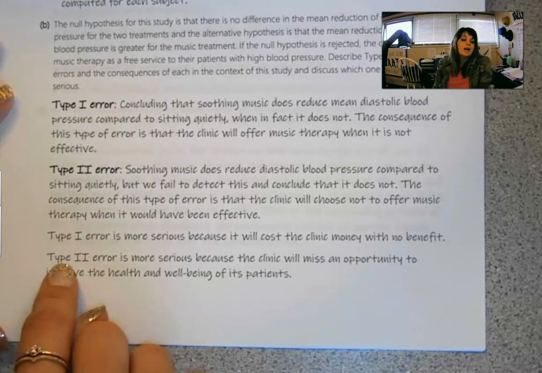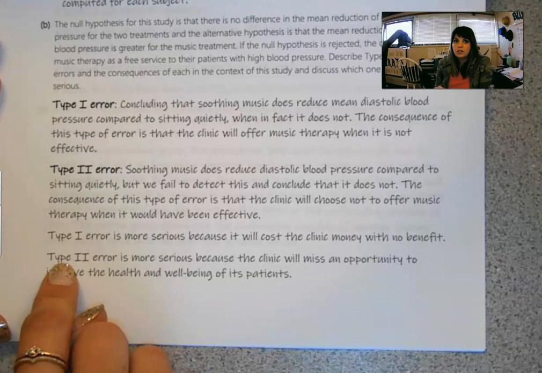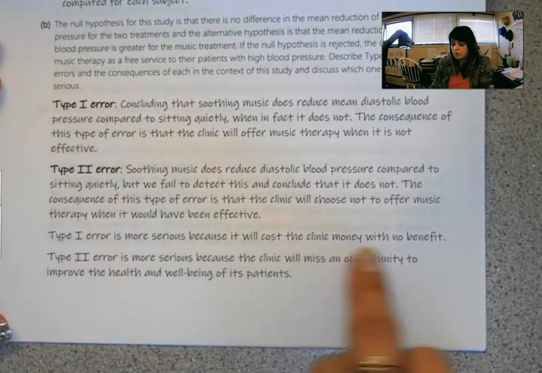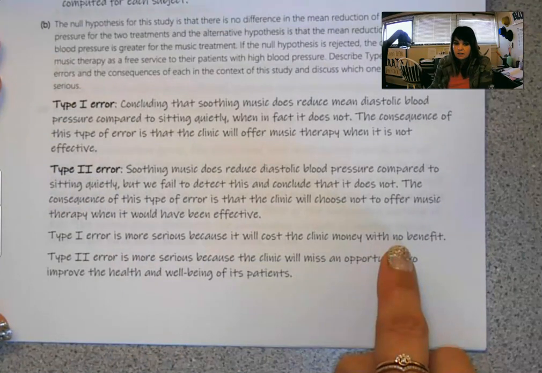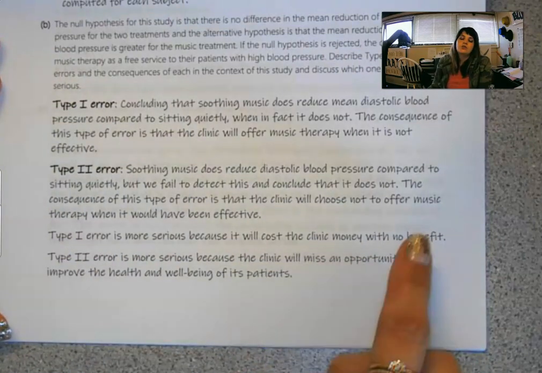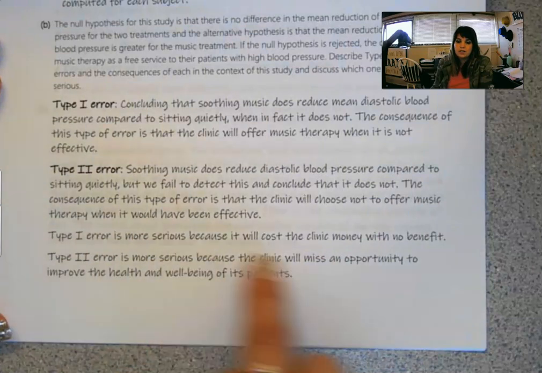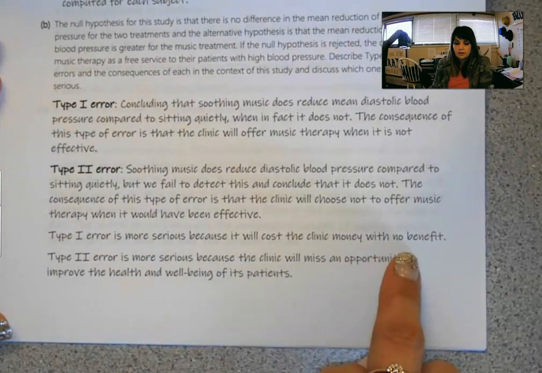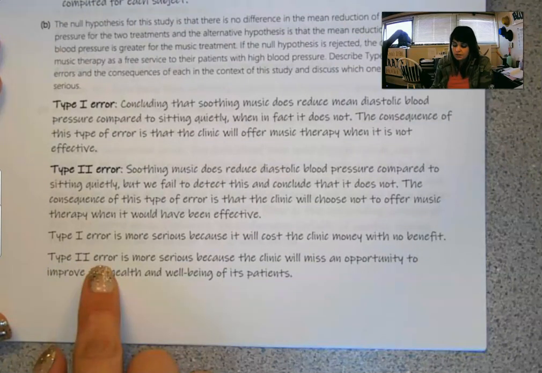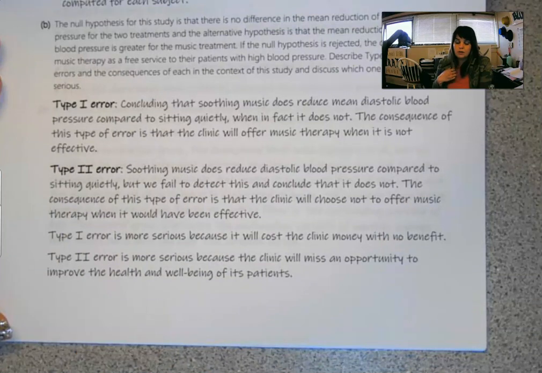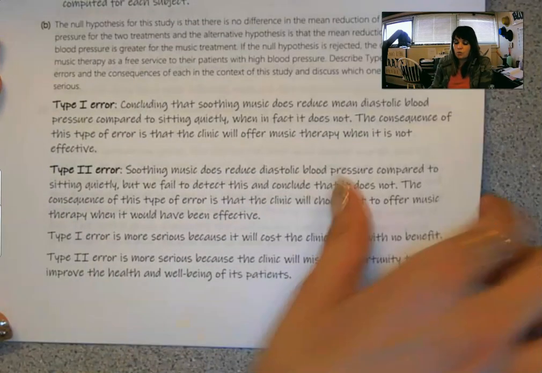When you decide which error is more serious, you really should be mentioning one of them. So a type 1 error is more serious because it will cost the clinic money with no benefit. So that's one way. You don't need to include both. One way that the type 1 error could be more serious is that it costs the clinic money with no benefit. A type 2 error could be more serious because the clinic will miss an opportunity to improve the health and well-being of its patients. So it's just showing you how you could have said type 1 or type 2 as long as you justified your answer. You do not need to have both. You just need to have one or the other.